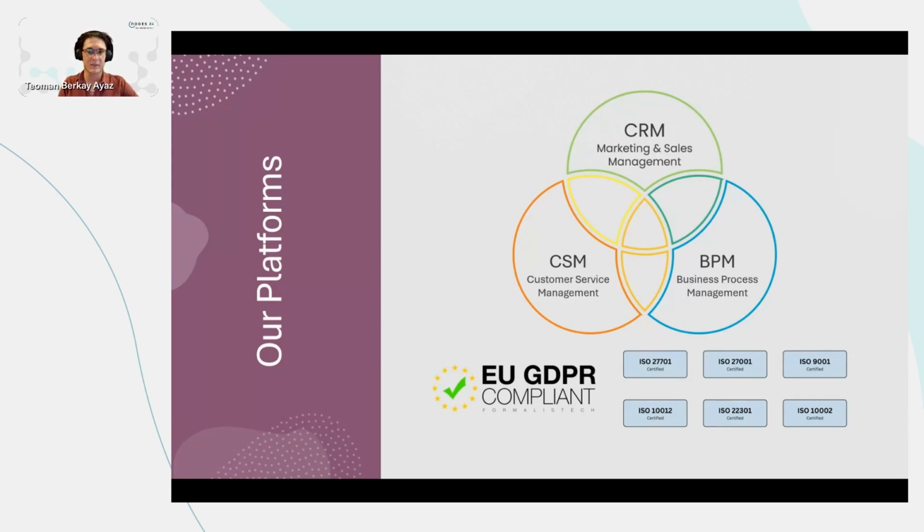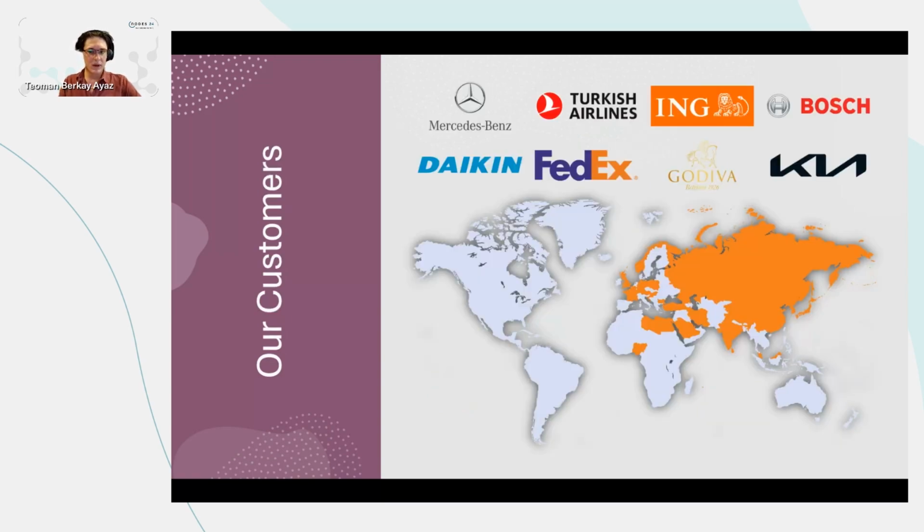provides three distinct platforms. The first one is our CRM platform, which offers things like unified customer management, the CSM platform, which offers features like omnichannel communication, and the BPM platform, which is the main platform this project is related to. Our customers are spread all across the globe with some pretty recognizable brands amongst them.